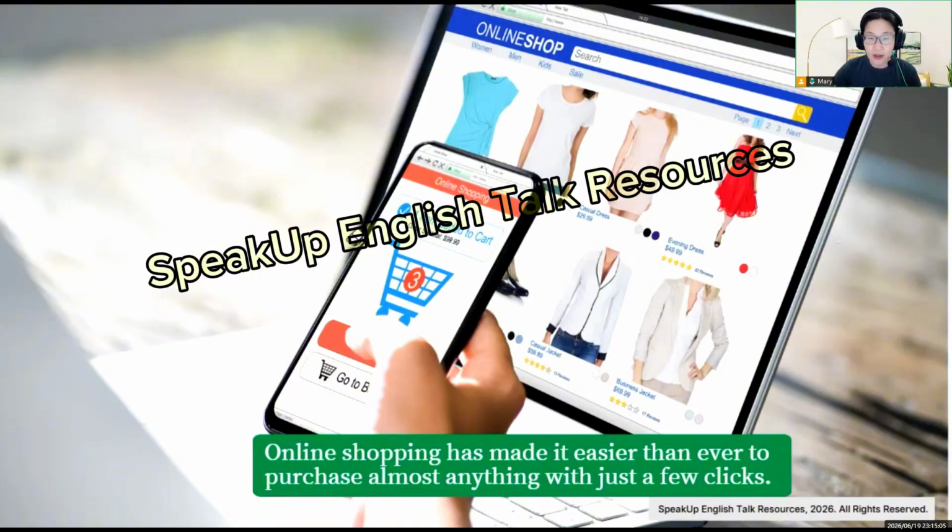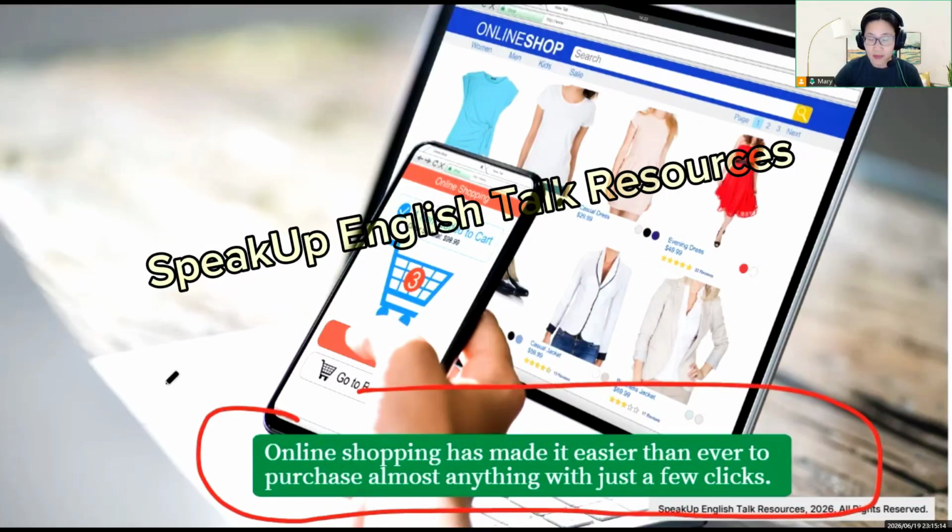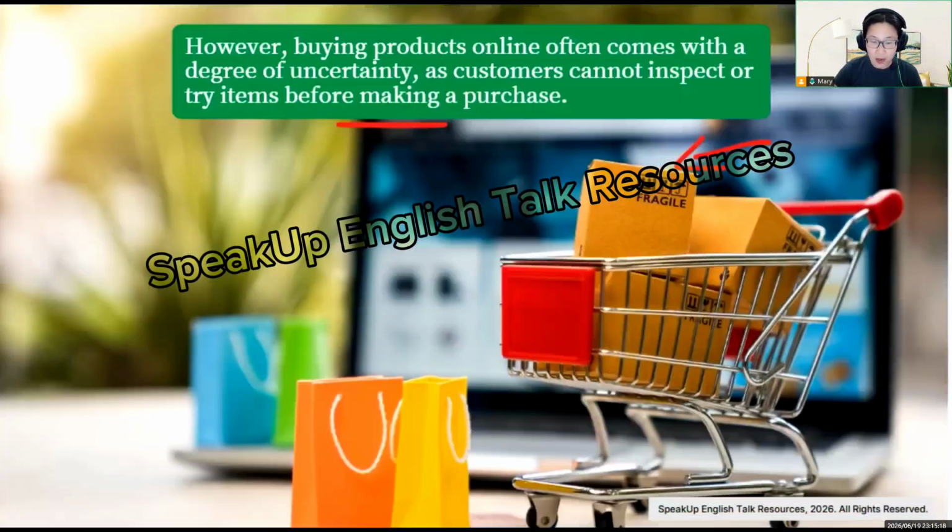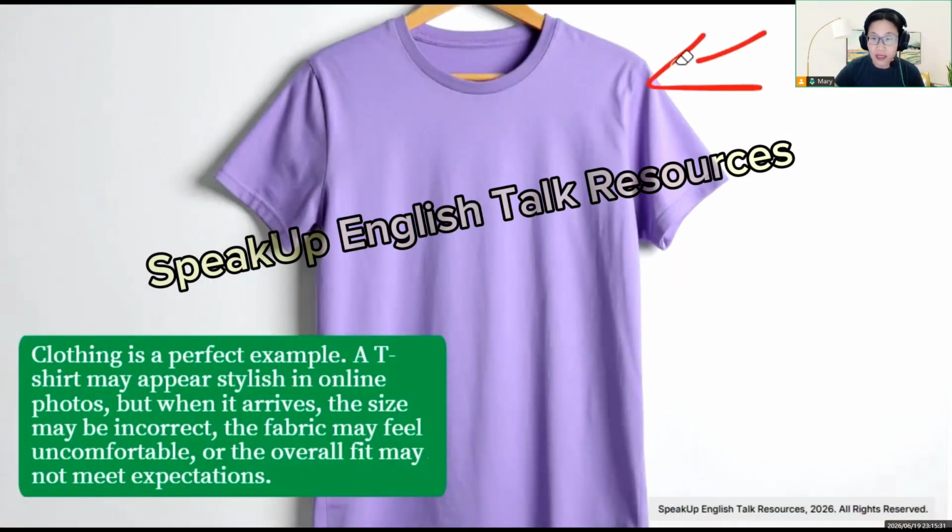Here, the article begins by talking about how, in today's day and age, online shopping is very convenient for everyone because it's just a click away. Afterwards, it talks about how, when you purchase online, you don't get to really look at the product or inspect it. You might end up buying the wrong thing. An example is clothing, which is something that gets returned a lot.